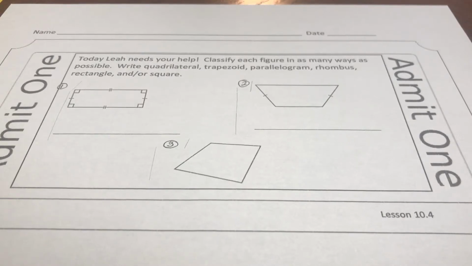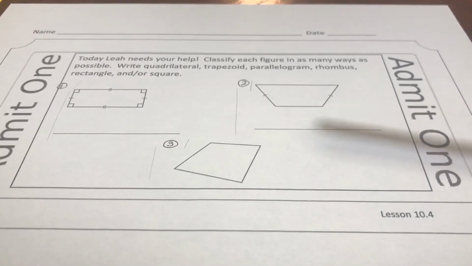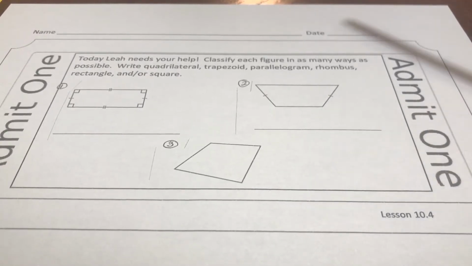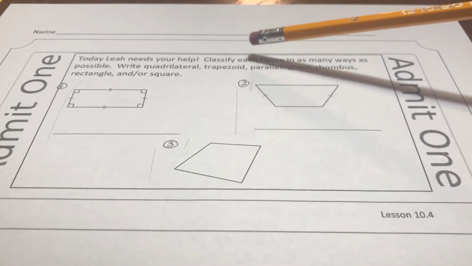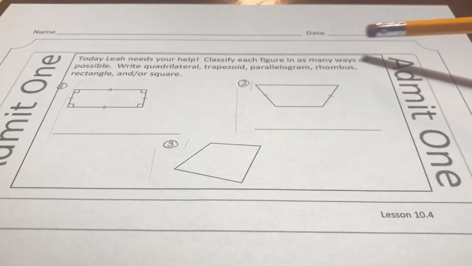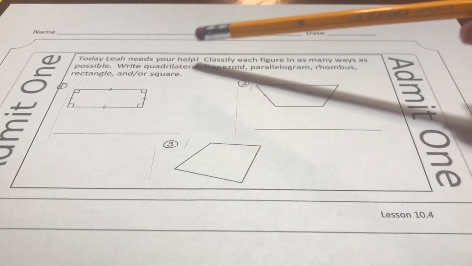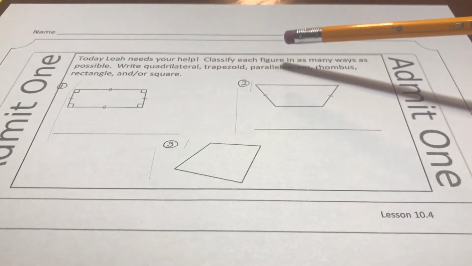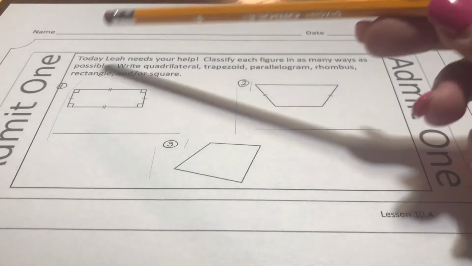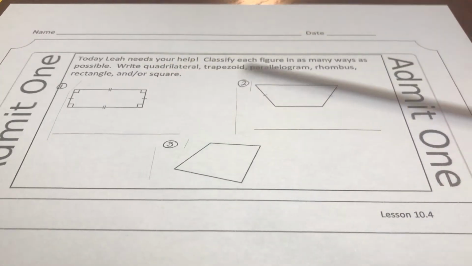First of all, we're going to go over the ticket in today, so the problem of the day, which Leah is the star. So today, Leah needs your help. Seems like everybody this week needed help, huh? Classify each figure in as many ways as possible. Write quadrilateral, trapezoid, parallelogram, rhombus, rectangle, and or square.